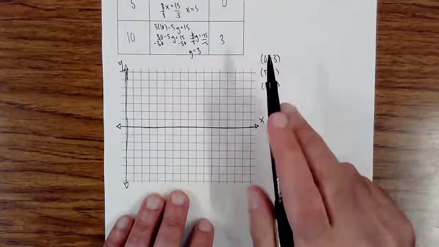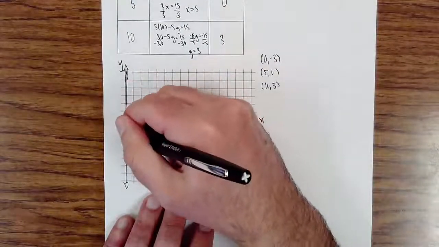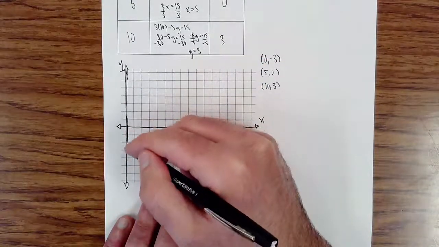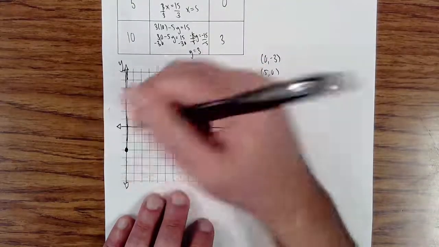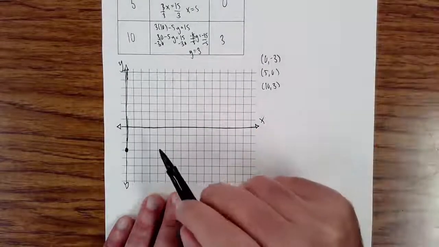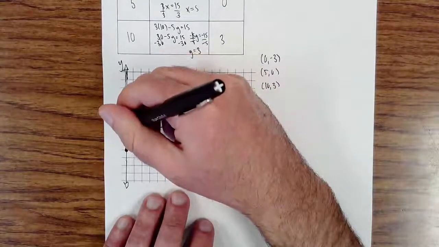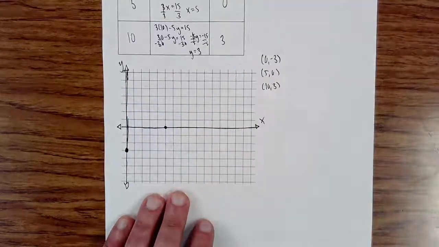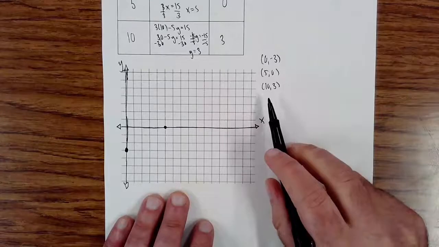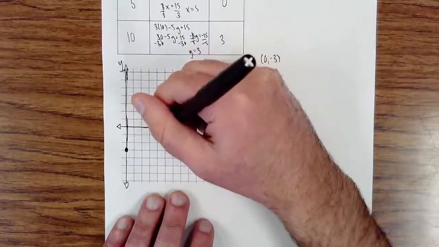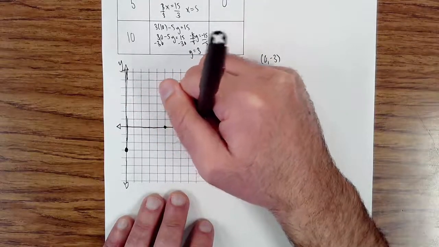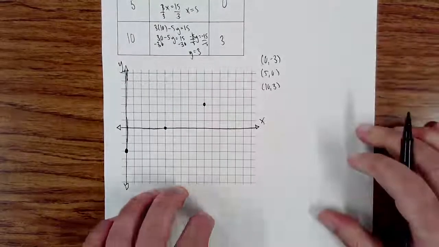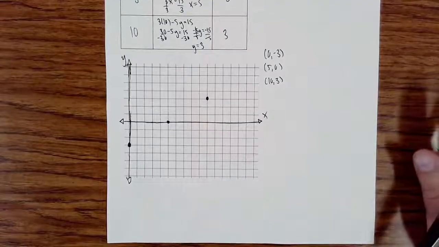So first we're graphing (0, negative 3). So the x is 0, so it's here. The y is negative 3, so it's right here. The next point is (5, 0), so that's 5 over: 1, 2, 3, 4, 5, and up 0. So right there. And then the last point is (10, 3). So we're going to go over 10. So that's 5, 6, 7, 8, 9, 10. Up 3: 1, 2, 3. And there we have our 3 points on the coordinate plane. All right, that's number 4.